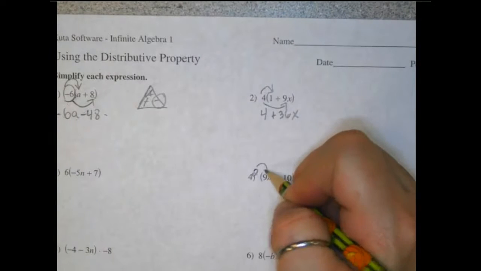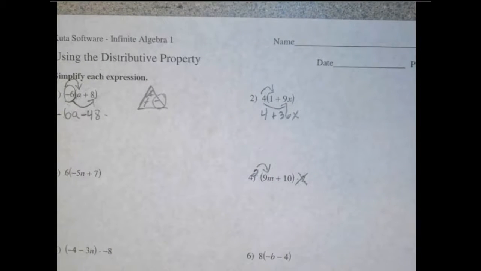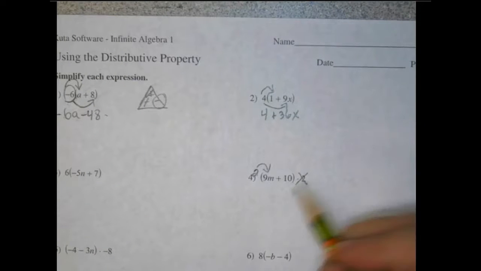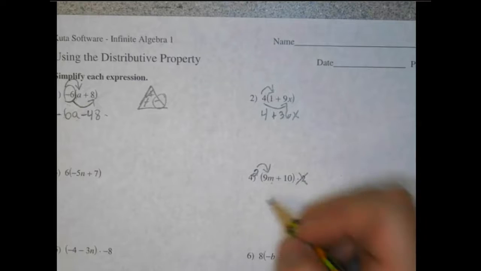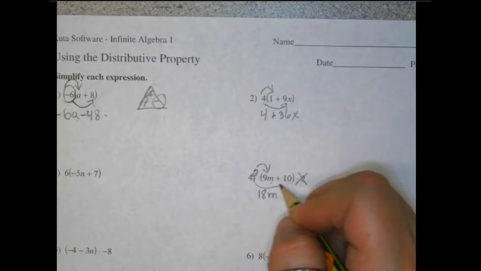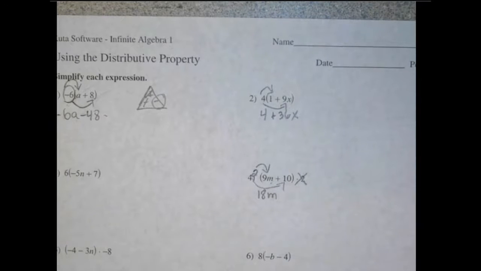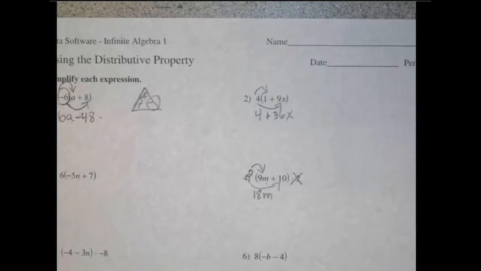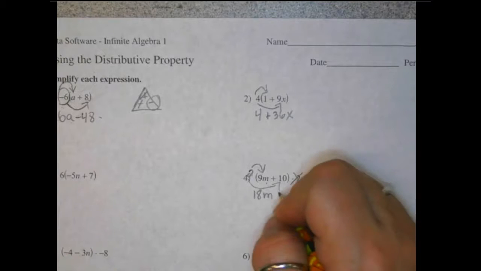So I'm going to multiply 2 times 9m. What is that going to give me? 18m. Make sure you include the variable, 18m. And then my second arrow is going to go 2 times a positive 10. What does that give me? Plus 20.